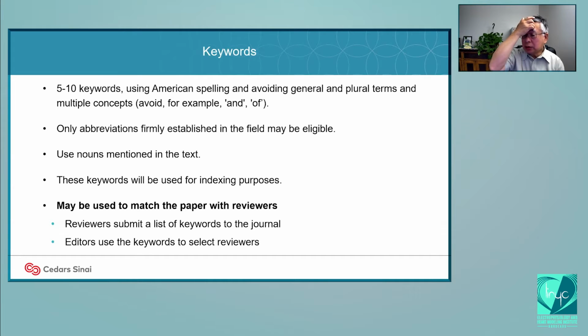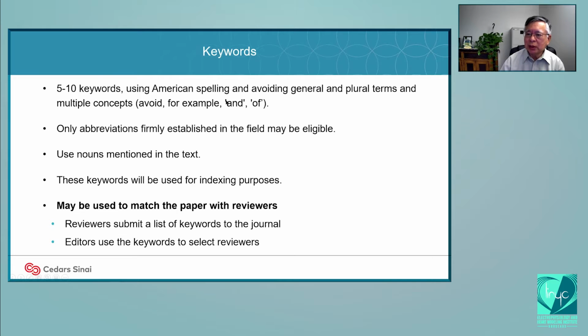Now, the next section of the journal article is keywords. Keywords depend on the journal; they have different requirements. For Heart Rhythm journal, we ask for 5 to 10 keywords. Use American spelling and avoid general and plural terms and multiple concepts. For example, you want to avoid words like "and" and "of."